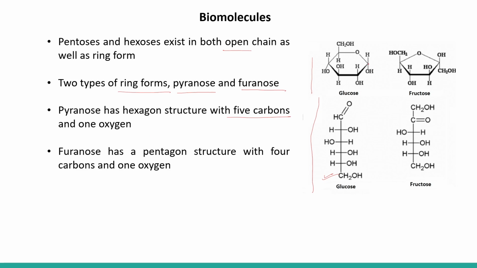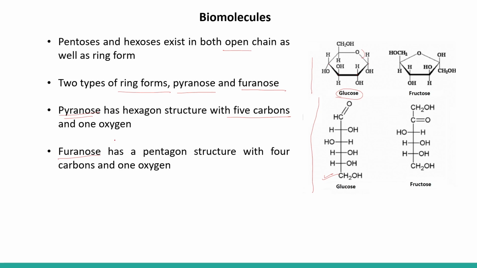So how many carbon atoms are there? 1, 2, 3, 4, 5. 5 carbon atoms are present in the case of glucose in a ring form. This is a ring. 5 carbon atoms are involved in the ring and 1 oxygen. Then it forms a pyranose ring structure. So glucose has a pyranose ring structure.